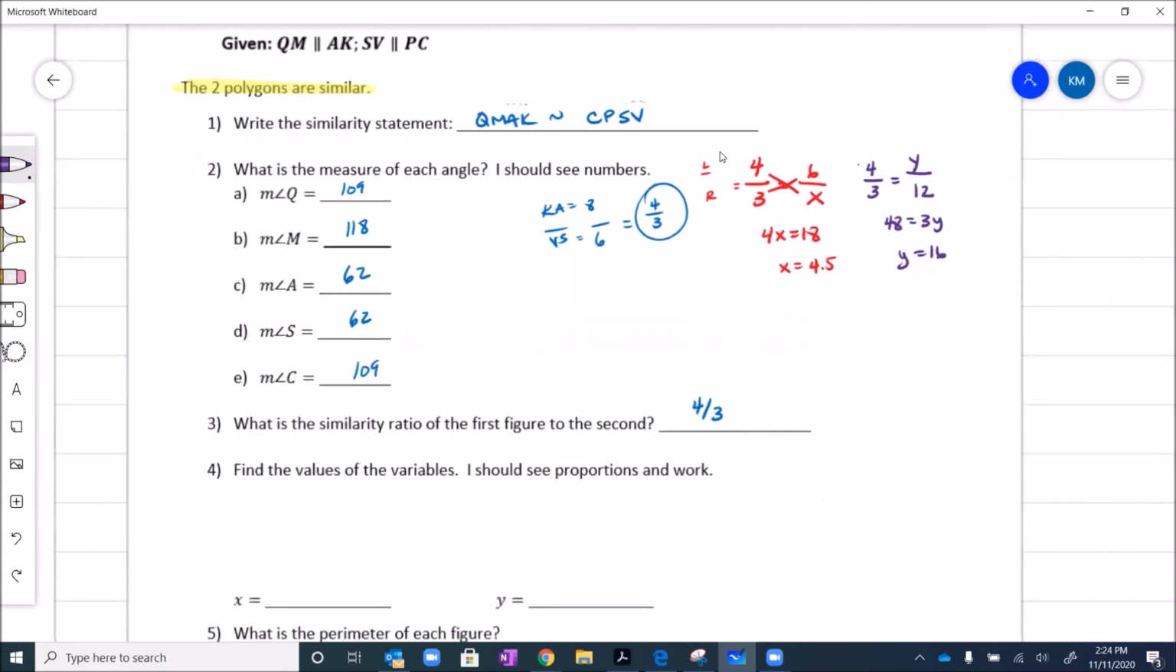Okay, and so now I found my answers to those questions. I guess I could have done the work down there. Okay, but that's how you found it. We looked at our proportion, we saw that our similarity ratio was 4/3, and then we set up our ratios, our proportion, to solve there. Okay.